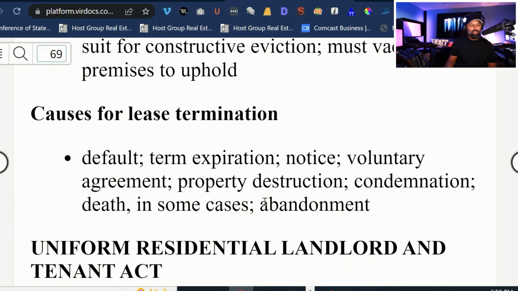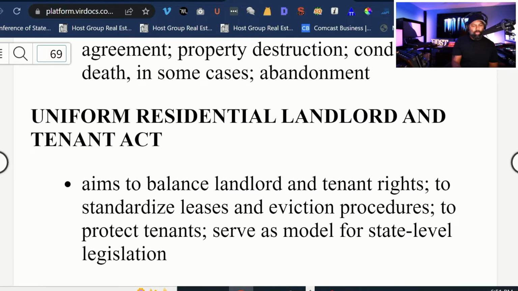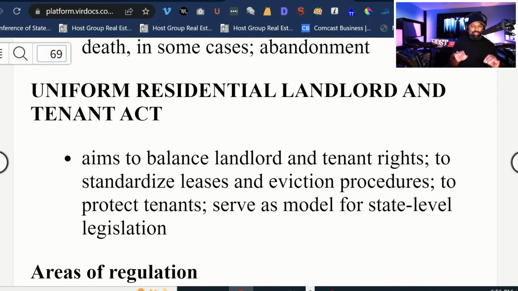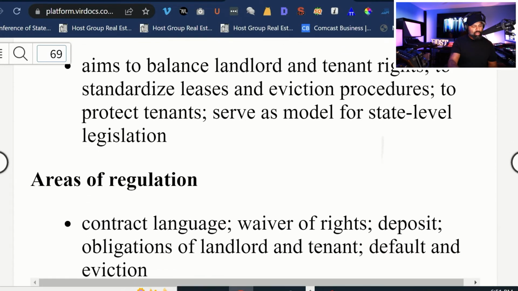Causes for lease termination: there's default, term expiration, notice, voluntary agreement, property destruction, condemnation, death, and in some cases, abandonment. But simply abandoning the property doesn't absolve the tenant of the rent payments that are owed. Then we wrapped up by talking about the Residential Landlord-Tenant Act, which aims to balance landlord and tenant rights, to standardize leases and eviction procedures, and to protect tenants, serving as a model for state-level legislation. The areas of regulation here: contract language, waivers of rights, deposits, obligations of the landlord and the tenant, and default and the eviction process.